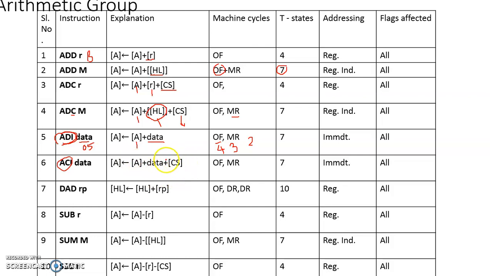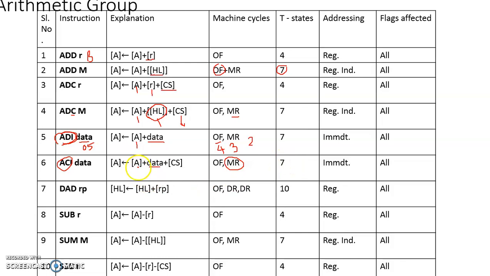Another operand is the content of the carry status flag, which is also readily available within the processor. Whereas the third operand happens to be the immediate data present in the next memory location of the program, which needs to be brought into the interior of the processor. That is possible by performing a memory read operation. So overall there will be 2 different machine cycles, opcode fetch and memory read, making a total of 7 different T states.